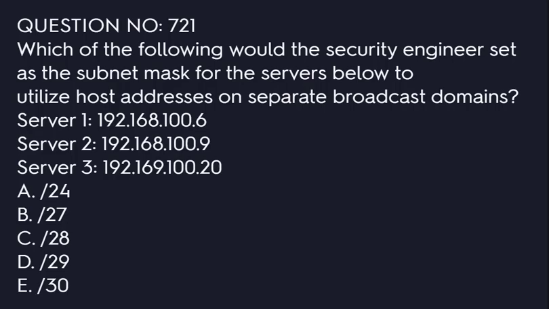Question no 721. Which of the following would the security engineer set as the subnet mask for the servers below to utilize host addresses on separate broadcast domains? Server 1 192.168.100.6, Server 2 192.168.100.9, Server 3 192.168.100.28. A. /24, B. /29, E. /30.